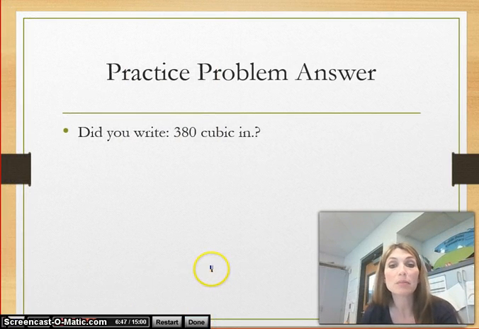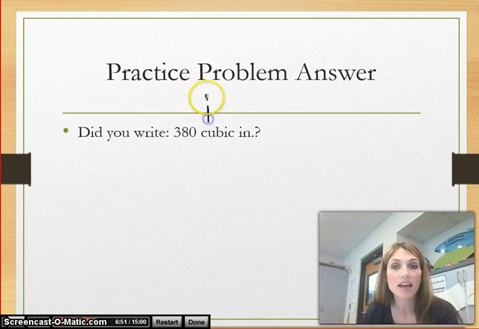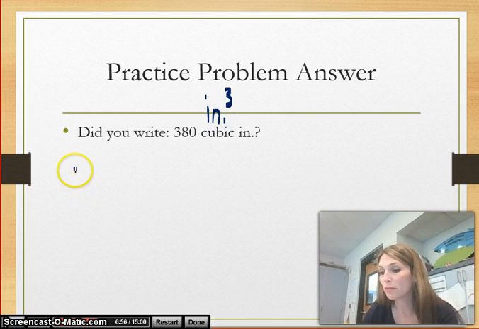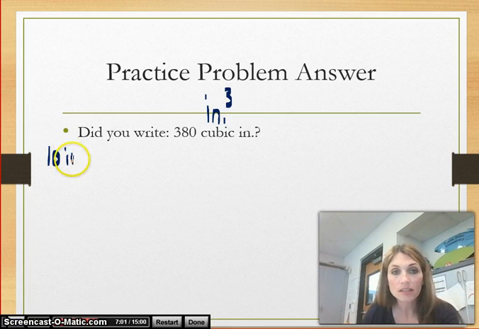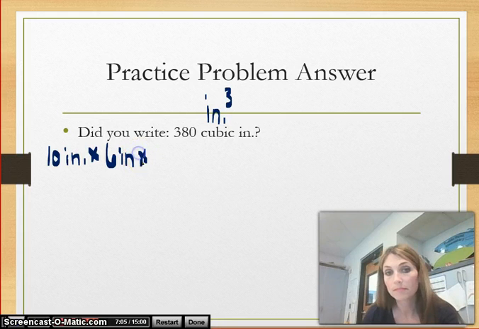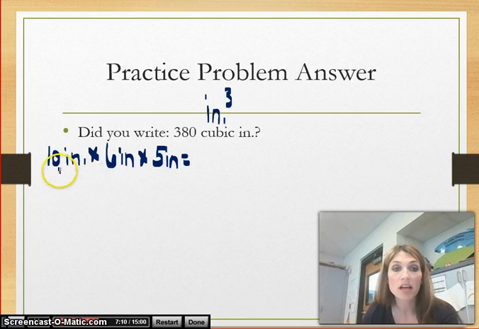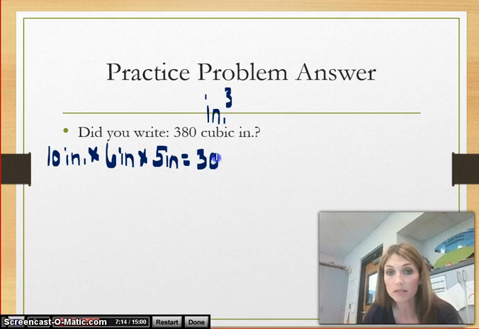Did you get 380 cubic inches? And remember, we can also write this as inches cubed. All right, let's see how we'd work through that. So the dimensions of our first solid are 10 inches by 6 inches by 5 inches. And when we multiply 10 times 6 is 60 times 5 more, that's going to give us 300 cubic inches, or inches cubed.